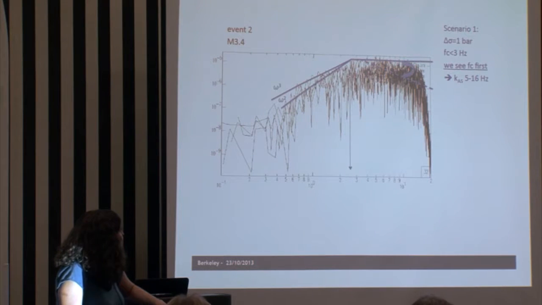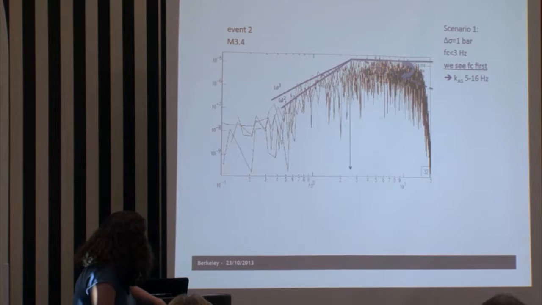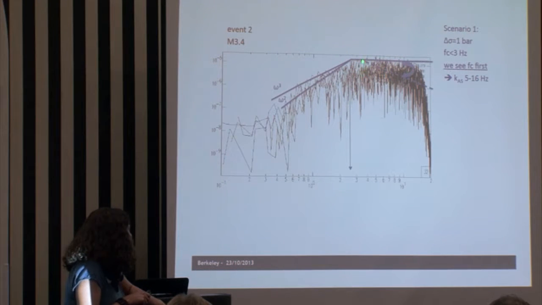So scenario 1 was a stress drop of around 1 bar, or let's say just a lowish stress drop following Kevin's paper. So if we look at the spectra for the biggest event, we do see a kink here. The question is, what is this kink? Scenario 1 says it might be the corner frequency, so that's around 2 or 3 hertz.